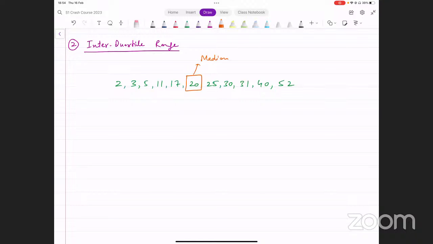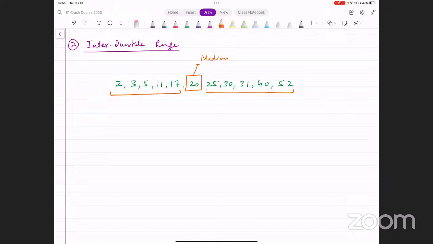All right, this is the median of the data. Now, once you've found the median, this median divides your data into two equal parts. You've got one part on the left side of it and another part on the right side of it. And now what you do is you find the median of each of these two parts separately.